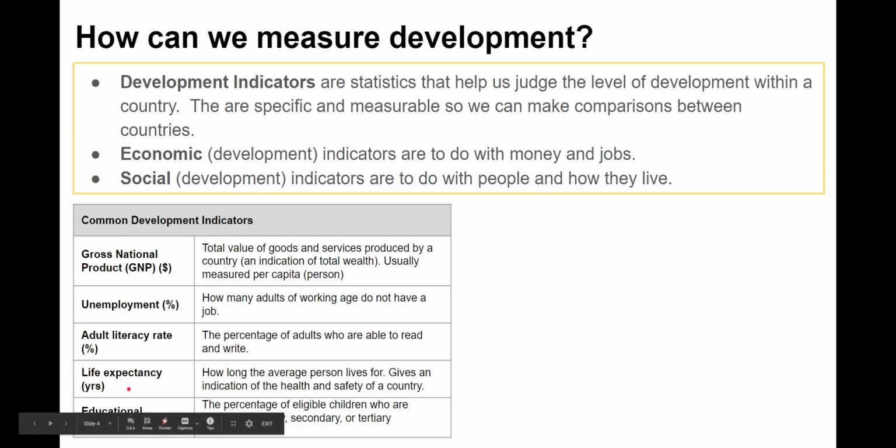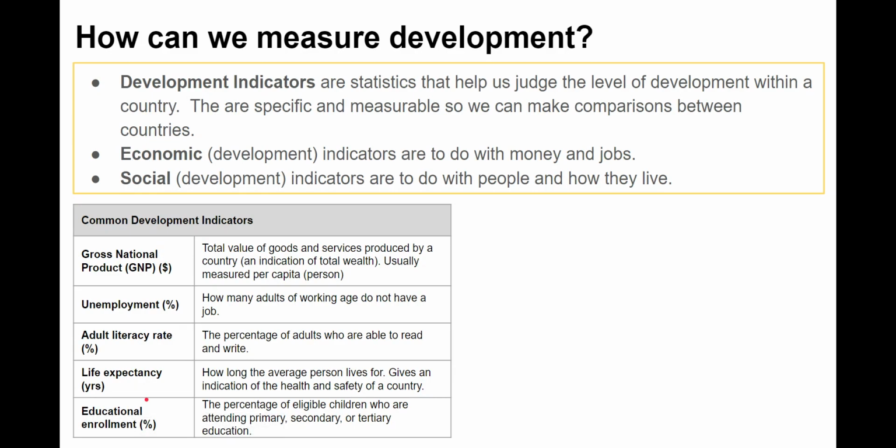Our fourth one is life expectancy. We have looked at life expectancy before. We've seen this statistic before when we were learning about population in China. Life expectancy means how long the average person lives for. Measured in years, and it gives us an indication of the health and the safety within a country. If you've got a high life expectancy, you're going to expect that to be a high income country or a developed country because that country has good quality healthcare, availability of medicines, but also people have clean water, enough food to eat, and it probably suggests to you it's a safe country, it's a stable country.